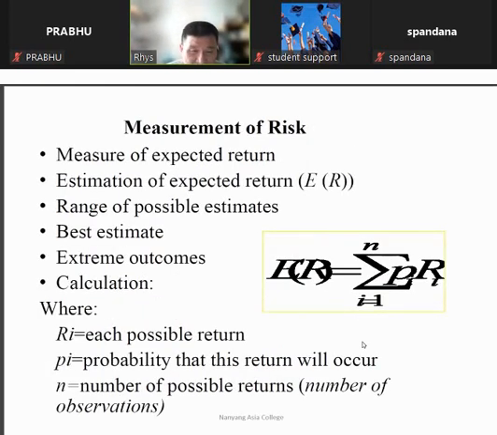Okay, there's a formula. Measure of expected return: estimation of expected return, ER, with a range of possible estimates, the best estimate and extreme outcome. So you need this calculation. You can see Ri, each possible return, Pi, the probability that the return will occur, and n, the number of possible returns, right? So use this formula to calculate the summation of P and R.